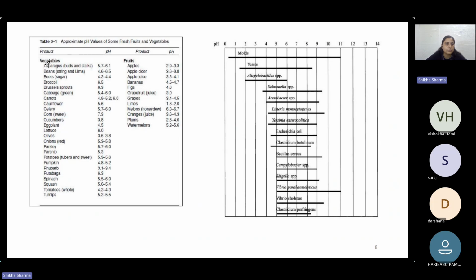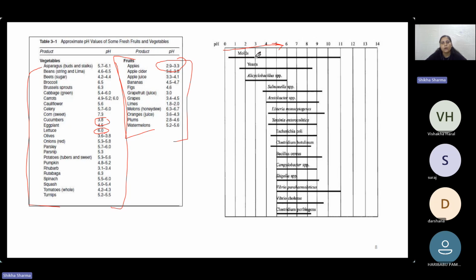From this table, we can see different vegetables and their pH. Here are different fruits and the pH of these food products. We can see apple is a very high acid food, and another food like cucumber is also somewhat acidic. Lettuce is around 6. All the products with a pH near 6 will have more microorganism growth compared to the less acidic food products. And we can see that this is the pH scale.